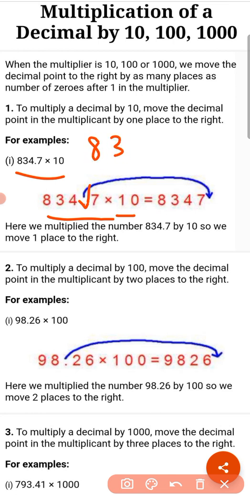That is, this is the decimal point, children. So, in our answer, the decimal point will come after 7. Move one place to the right side.